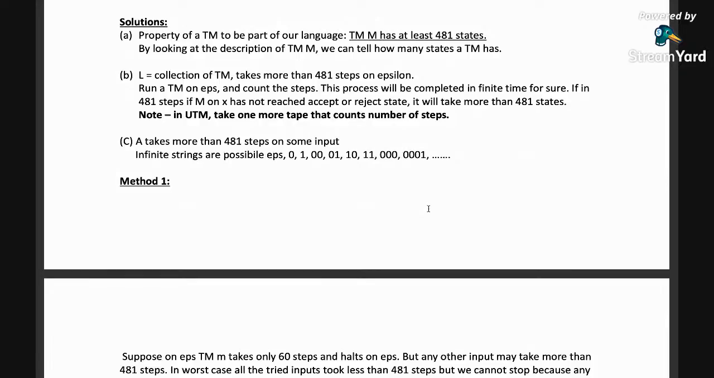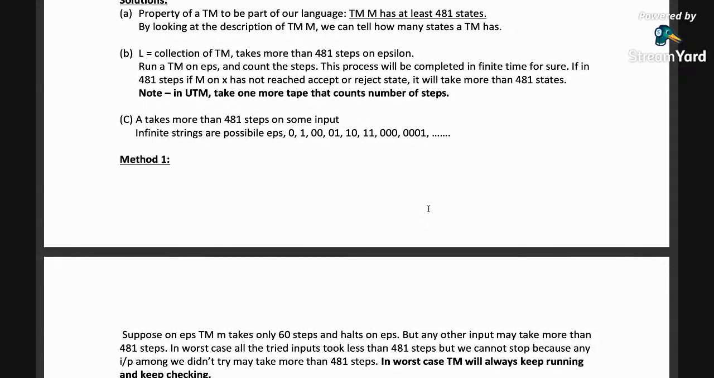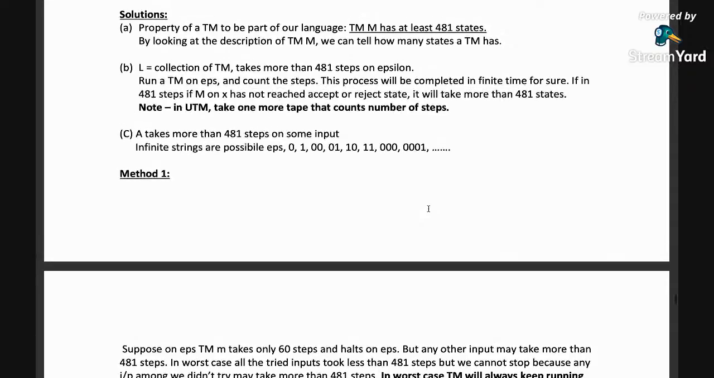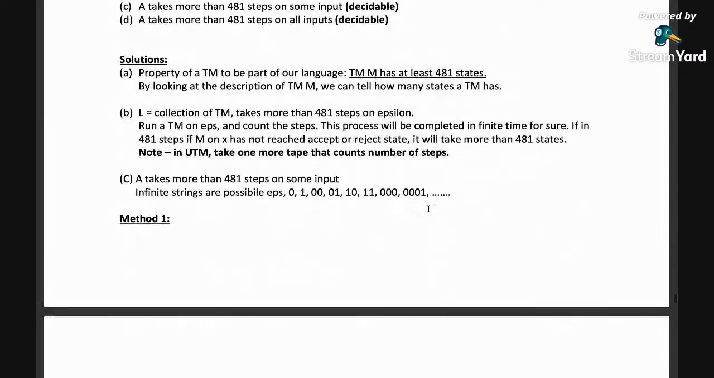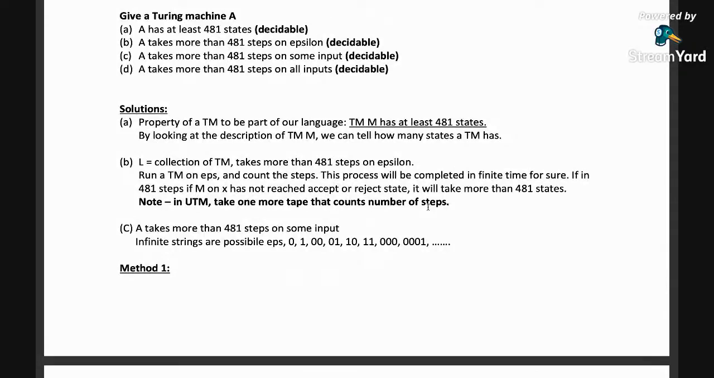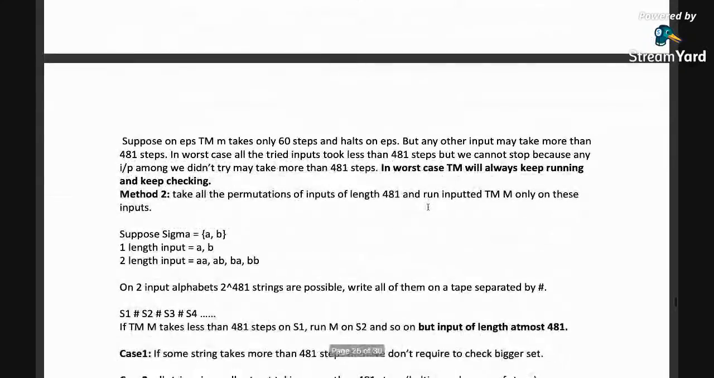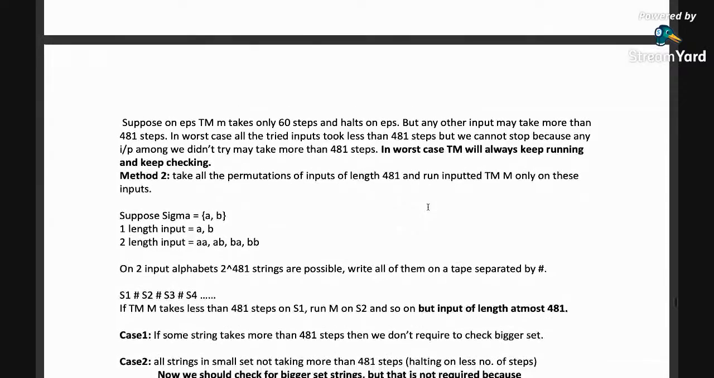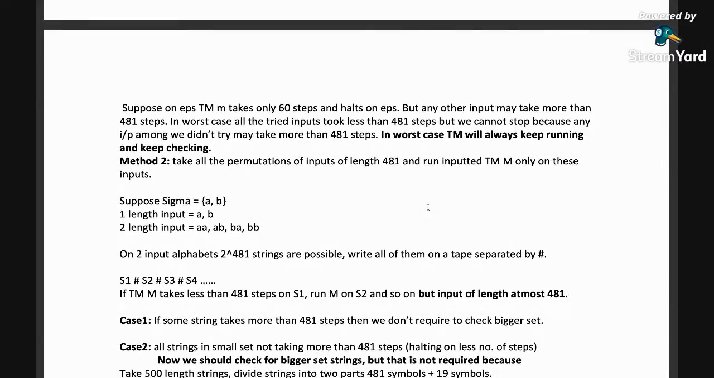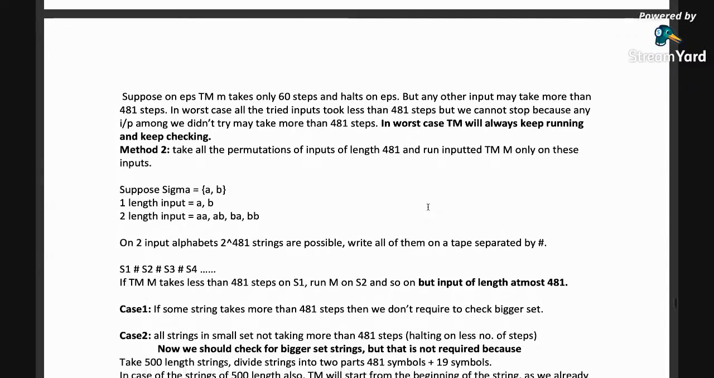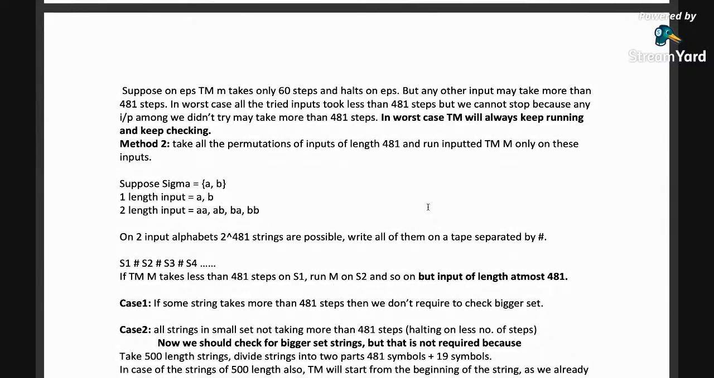A takes more than 481 steps on some input. Infinite strings are possible. Suppose on epsilon Turing machine M takes only 60 steps and halts, but any other input may take more than 481 steps. In the worst case, all the tried inputs take less than 481 steps, but we cannot stop because any input we didn't try may take more than 481 steps. In the worst case, the Turing machine will always keep running and keep checking.